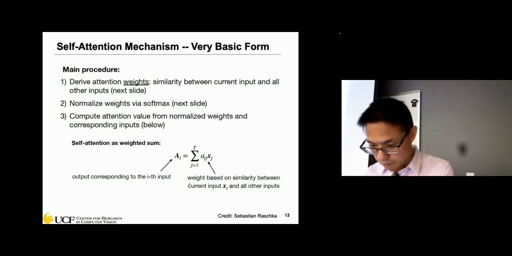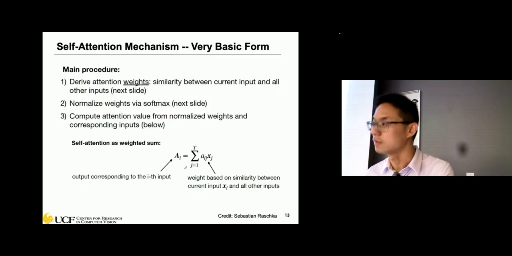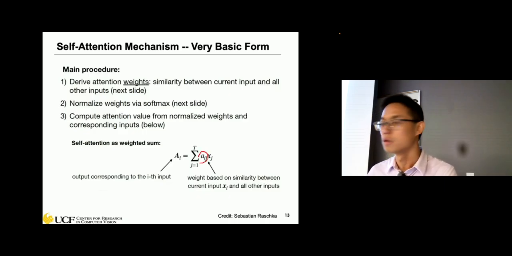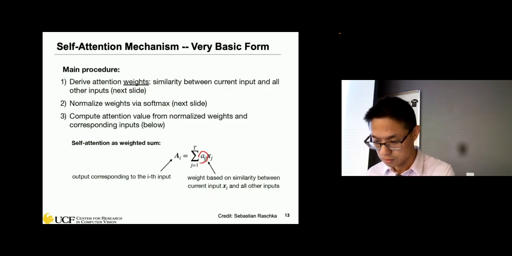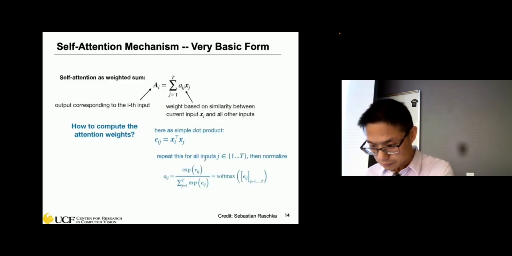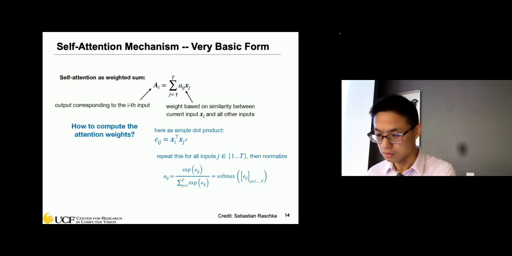At the high level, you look at an equation like this. You want to compute the attention-weighted output. For the ith input, you need to compute all these weights, and you use these weights to multiply all the other tokens. So how much you want to attend to the rest of the tokens or inputs. The attention weights can be computed using the simple dot product.